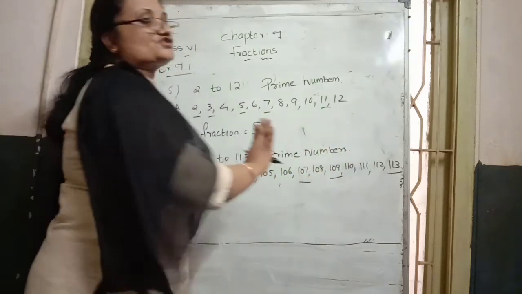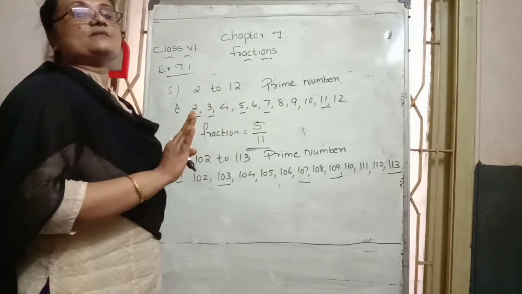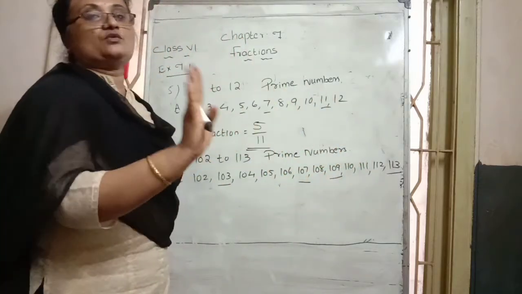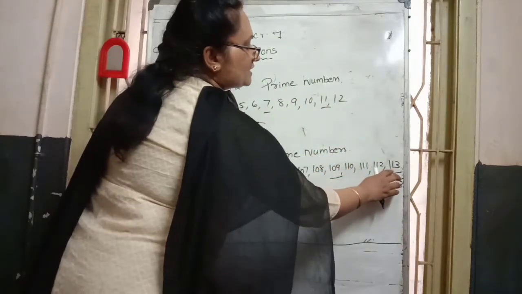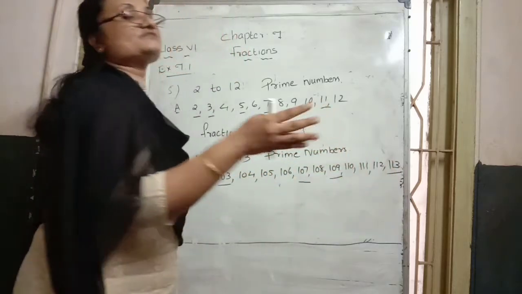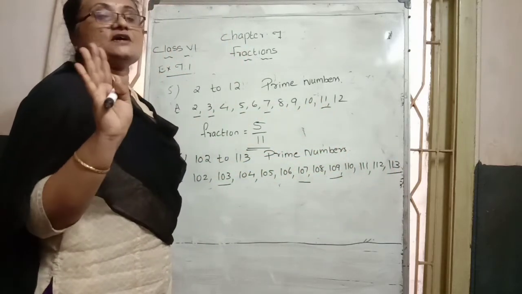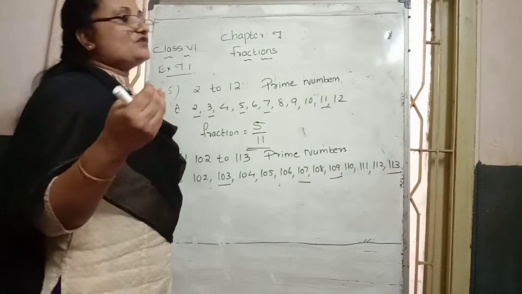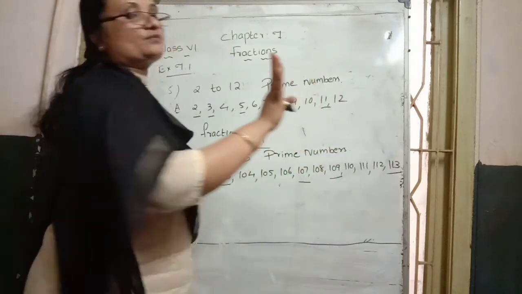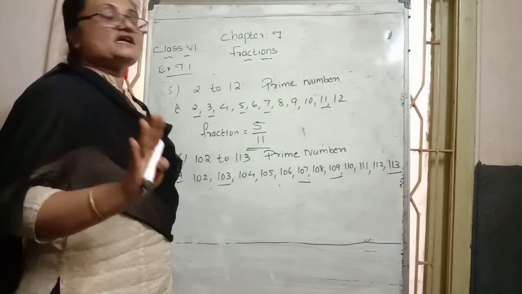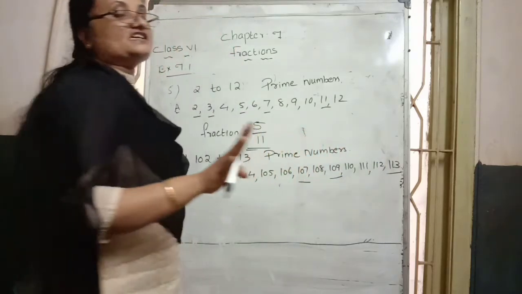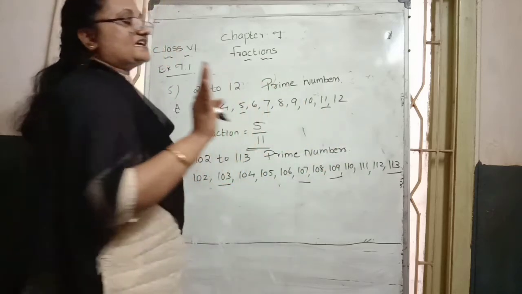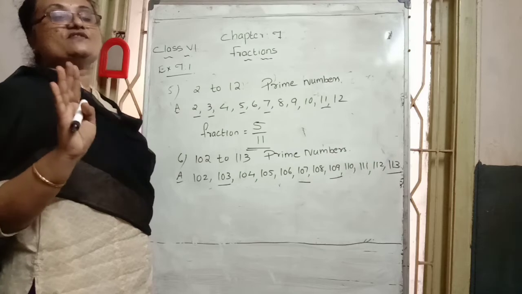But 113 is not a composite number. Here the unit place is 3. That's why 2 is not possible. Then for 3, 1 plus 1 is 2, 2 plus 3 comes to 5. 5 is not a multiple of 3. That's why it is not possible to divide it with 3. For 5 also, it is not possible. That's why we can say 113 is a prime number only. So it is not possible to divide it with any other number.